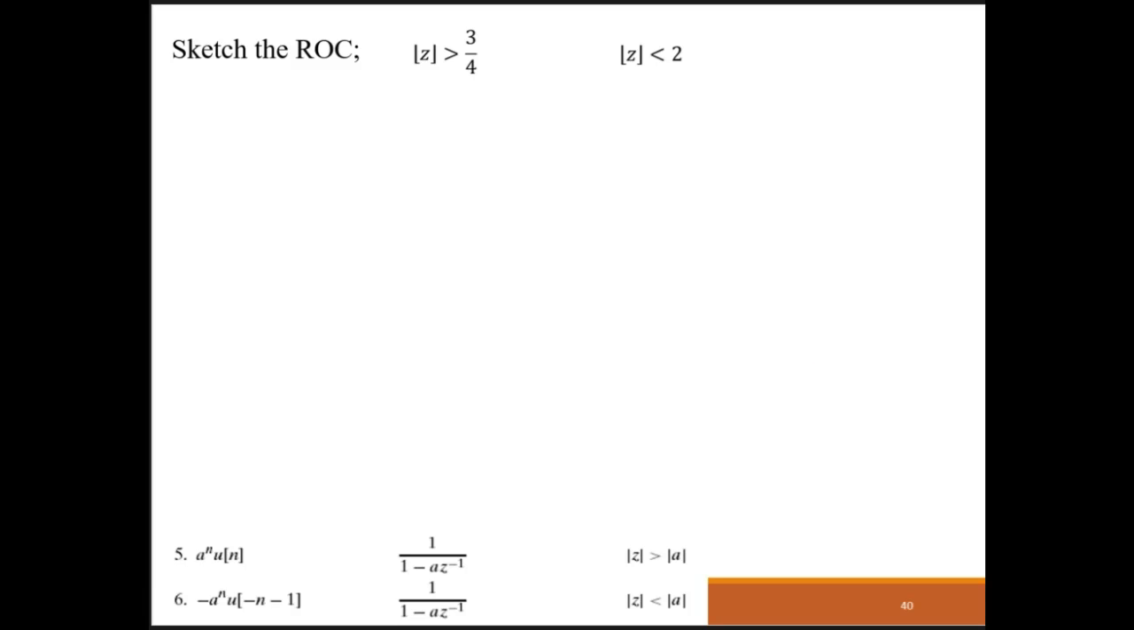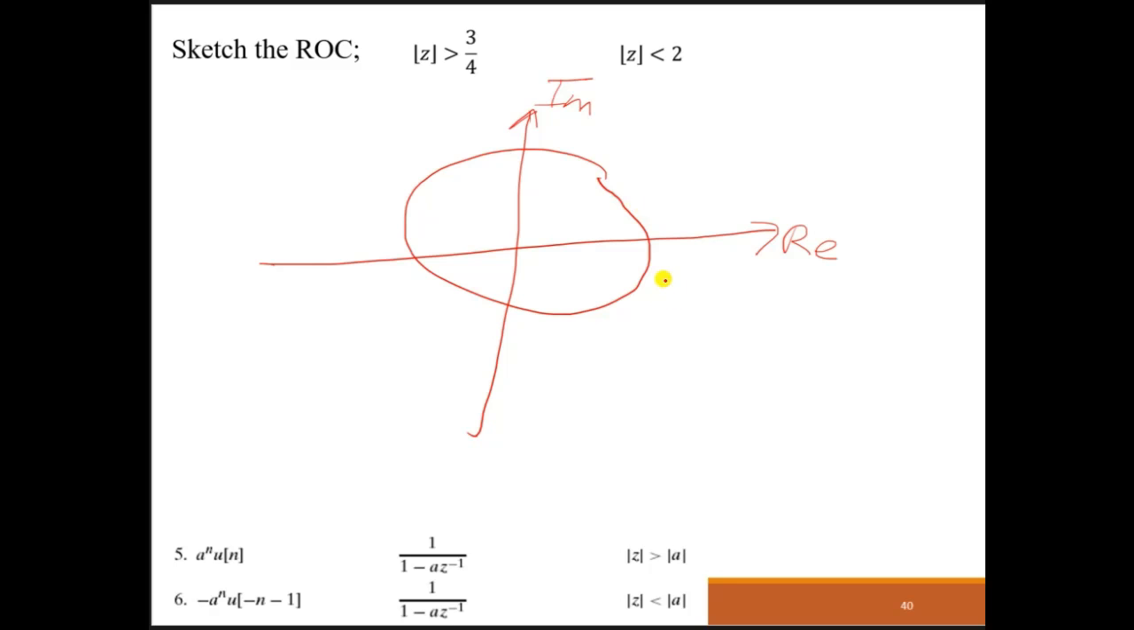Okay, so the ROC was already given. So you draw your Z plane. You have IM, now you have RE. You have your unit circle. Okay, this is a sketch so it doesn't need to be pretty, just a sketch. Alright, and then you have the biggest one, 2. This is 2, not to scale, but you draw it nicely when answering questions. So this is 3/4, maybe around here.